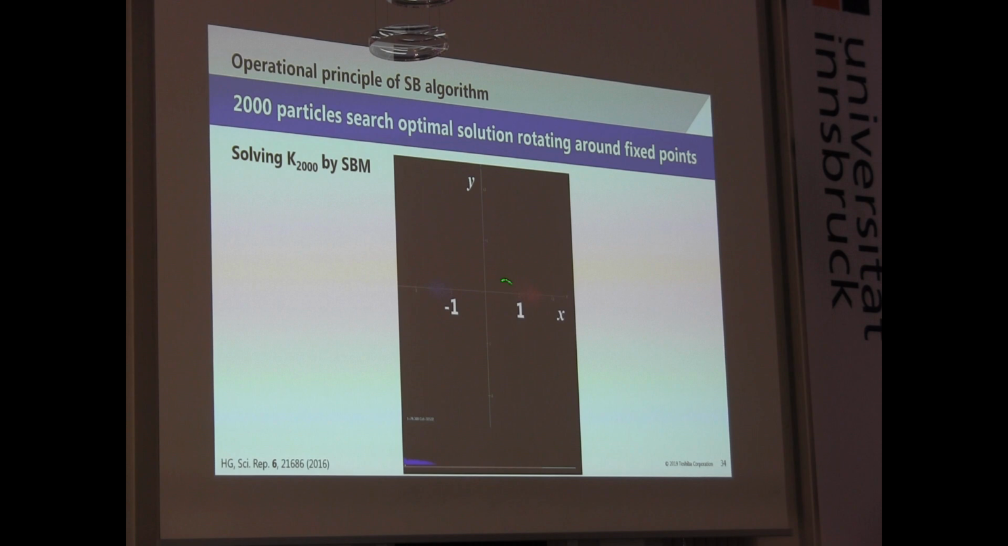And finally, the particle is rotating around the fixed points, and we can get the good solution by identifying the signs of the positions as the Ising spin of the solution. Okay?